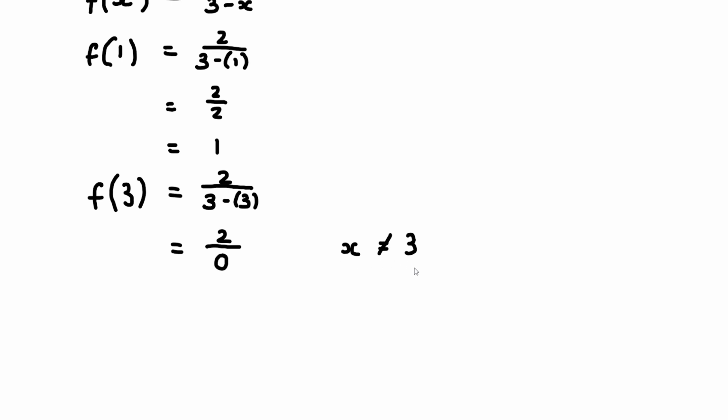This is our range, or sorry, this is our domain. Because if we input 3, we will get a number that does not exist. We must input a number for x that does not equal 3. This is our domain. All right, so that's basically functions, right?